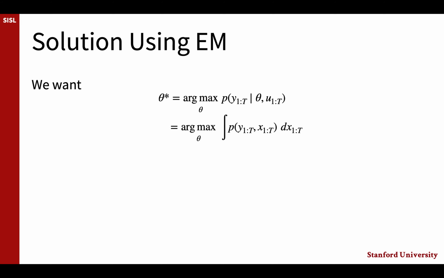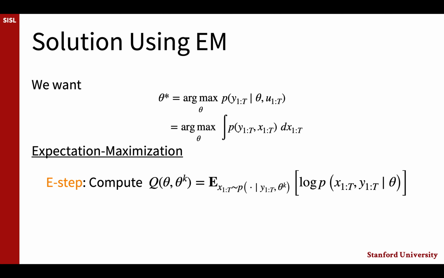However, we would need to reason about what those hidden states were. So typically, we would try to integrate out of the joint probability distribution the trajectories over hidden states. The procedure for doing this is typically expectation maximization.